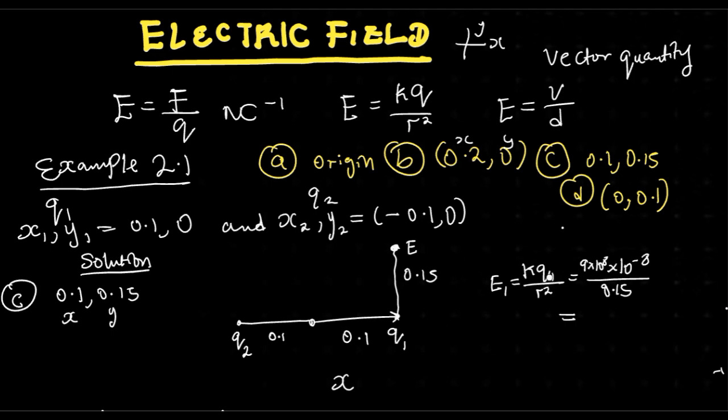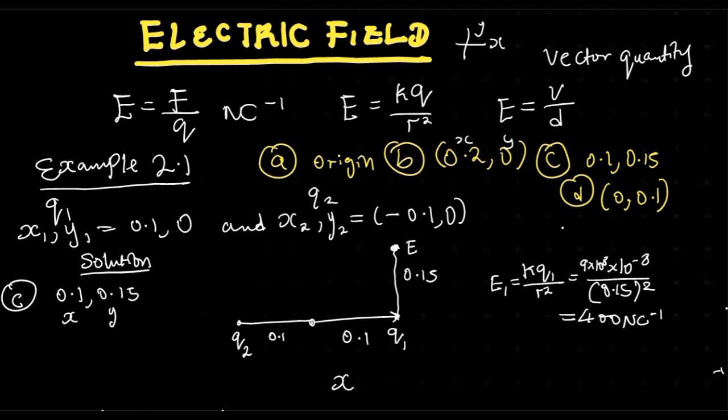0.15. Sorry, there's a square here. So that square should be, it's a square here. So that will give you 400, right? Yes, that will give you 400 Newton per Coulomb. Are we together now? Yes. All right, so we have gotten our E1.